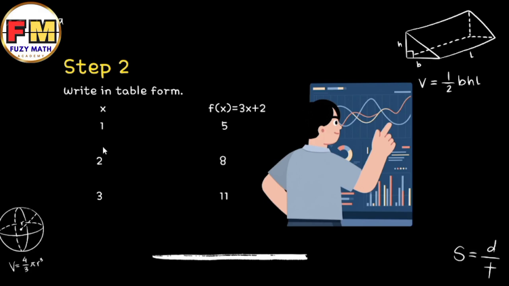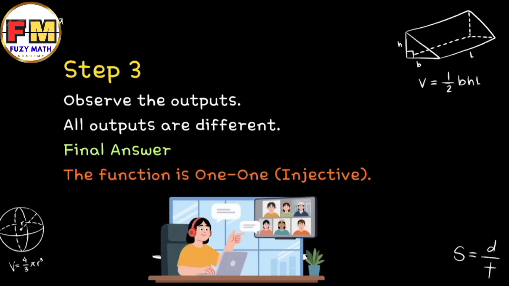Step 2. Make the table for x and f(x) equal to 3x plus 2. Put the value of x as 1. Value of f(x) will be 5. Put the value of x as 2. Value of f(x) will be 8. Put the value of x as 3. Value of f(x) will be 11. Step 3. Observe the outputs. All the outputs are different. Final answer: the function is one-one, that is injective.